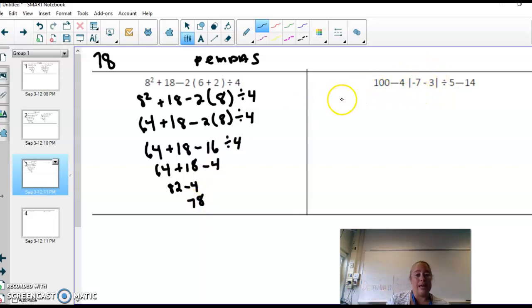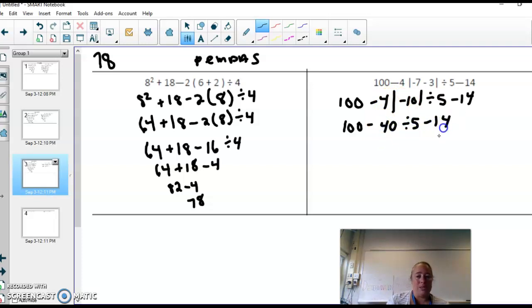Absolute value is like parentheses. So do that first. Negative 7 minus 3 is negative 10. Okay, so next comes this multiplying. This is really a multiplying problem here. I'm going to keep the minus. Absolute value of negative 10 is 10. 10 times 4 is 40.